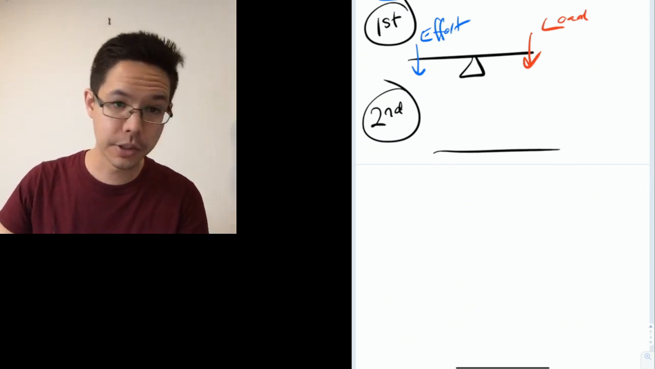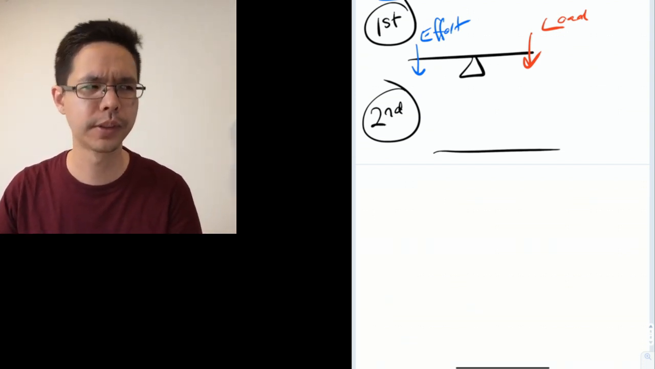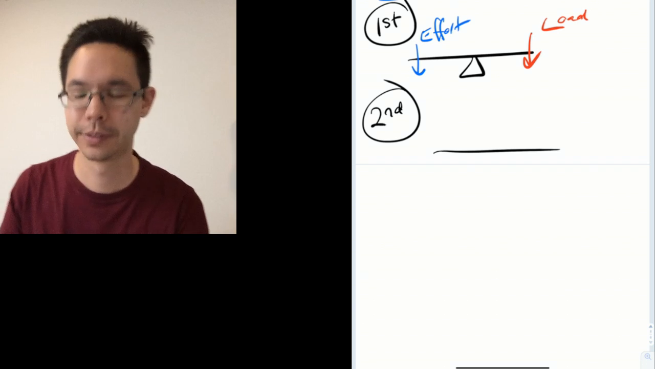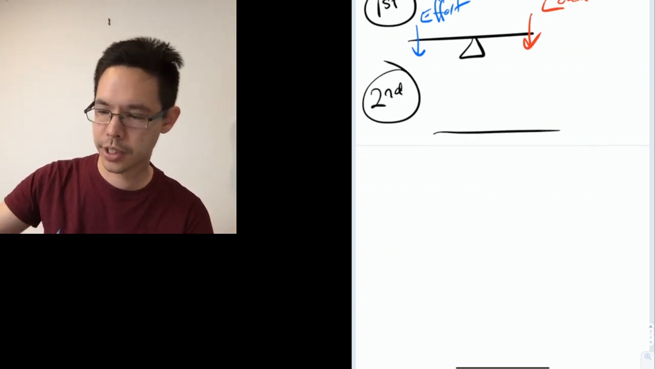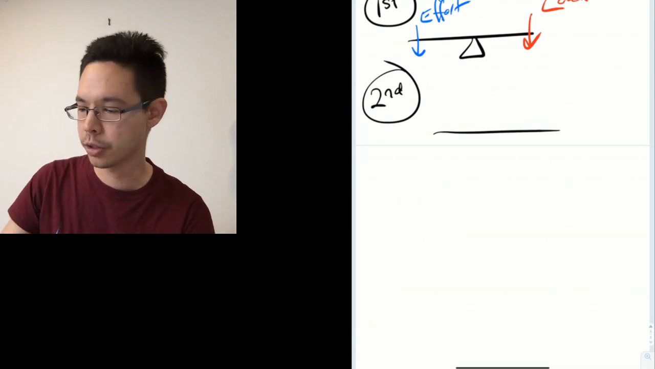Second is load in the middle. I like to call it second round. You need to reload your gun. I don't know, some way of remembering what goes. First class, fulcrum in the middle. Second class, reload. So load's in the middle.